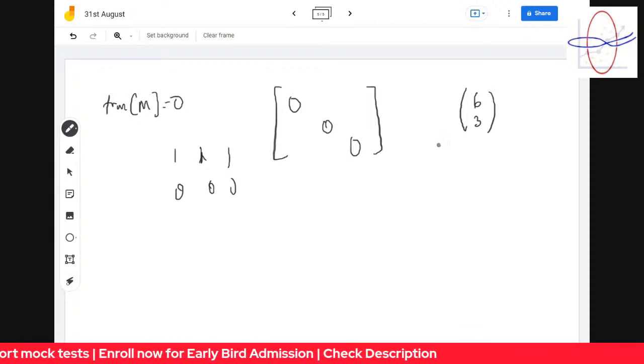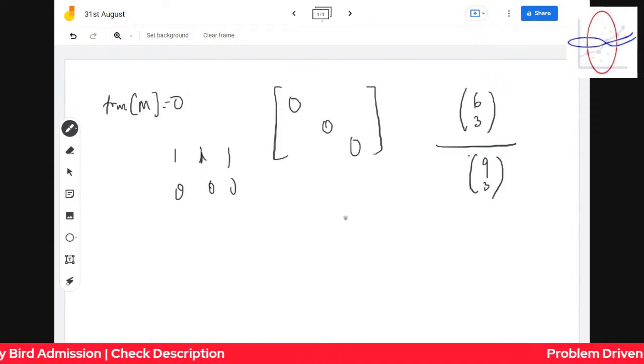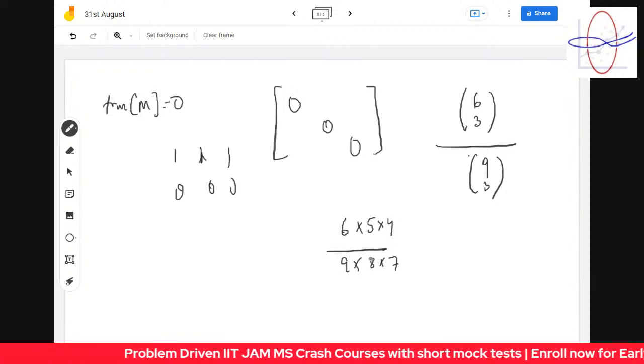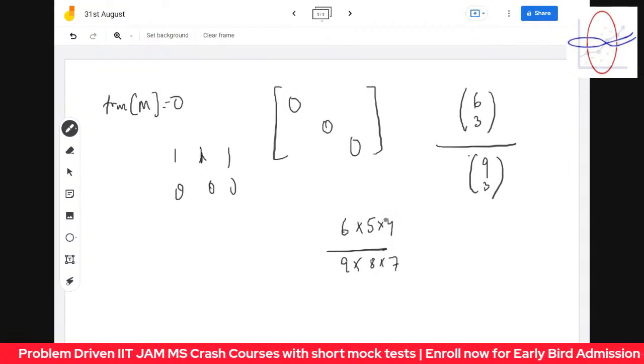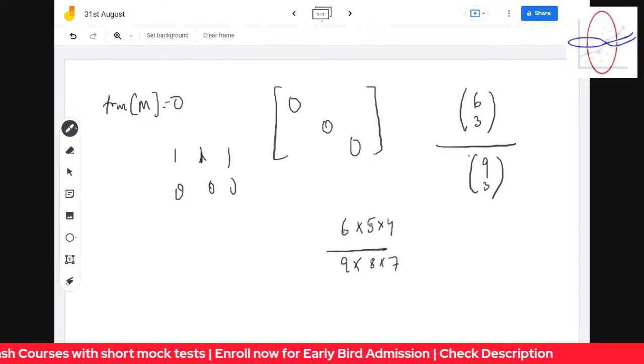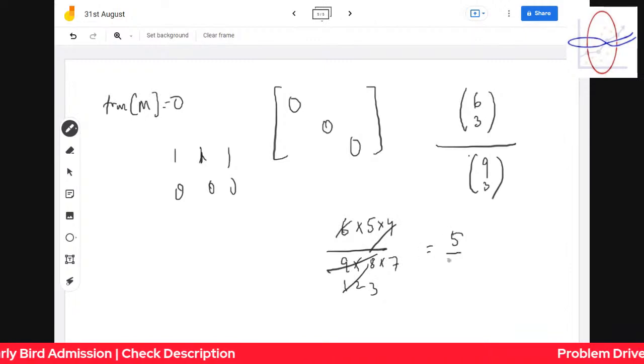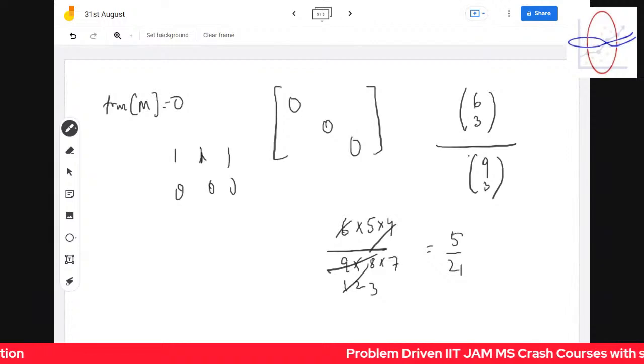So 6 choose 3 by 9 choose 3 is the total number of cases. So 6 into 5 into 4 by 9 into 8 into 7. Am I doing anything wrong? Let's check. I think I am. Yes, so trace is equal to 0. So 6 12 over here, 3 over here. So yeah, it's 5 by 21. It's coming out, so none of the options are matching. So I must have done something wrong somewhere.